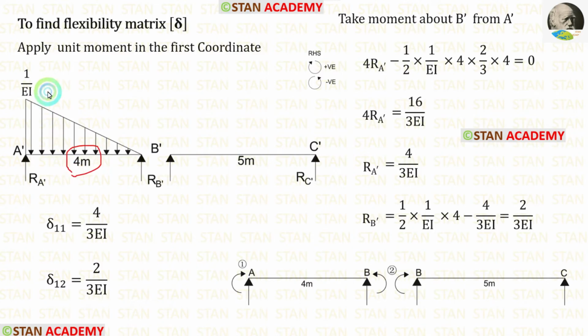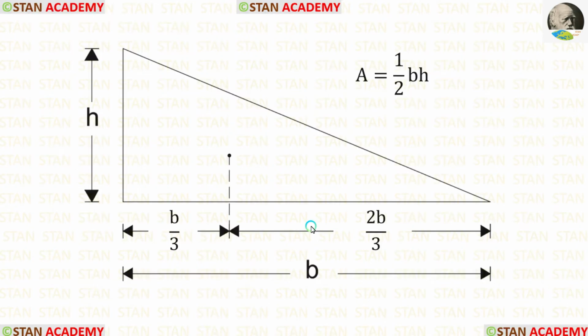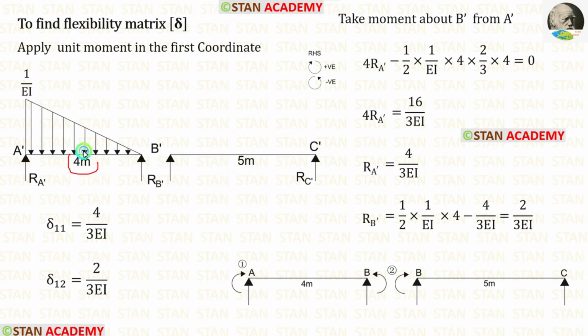Here the breadth is 4, height is 1 upon EI. Using that, we can calculate the area. Then we have to calculate the centroid towards the right. In this kind of triangle, the centroid towards the right is 2b upon 3. Here the breadth is 4, so the centroid distance towards the right is 2 by 3 into 4. After calculations, we are getting RA dash. For delta 11, let us apply this value.